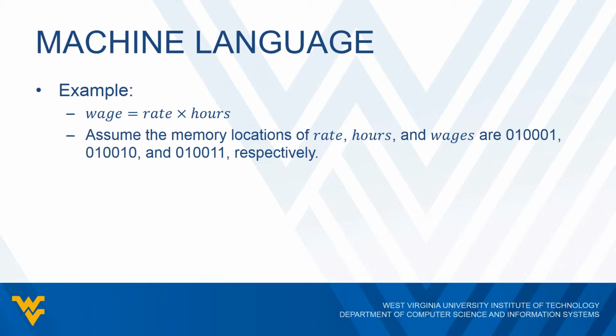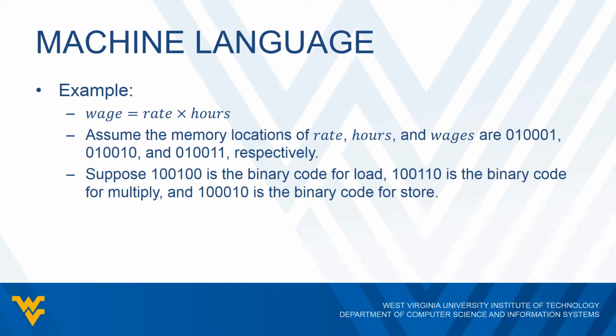Now we need to do some types of operations in order to compute the wage. So in this case, we're going to deal with three operations. Load, which takes the value in our memory and stores it in a register. The multiply will actually work with the values that are in the register. So in this case, we would multiply what's in the register. And then store will take the value that's in the register and put it back into memory.